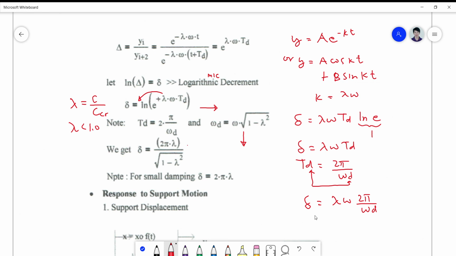So delta is equal to 2 pi lambda all over the square root of 1 minus lambda squared. Your omega and omega there will cancel out. Note that for small damping, the logarithmic decrement delta may be simplified by assuming the square root term to be equivalent to 1.0.